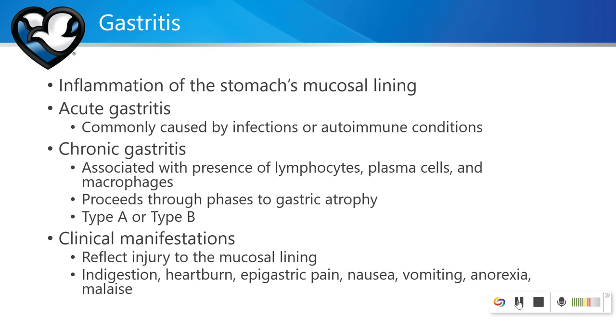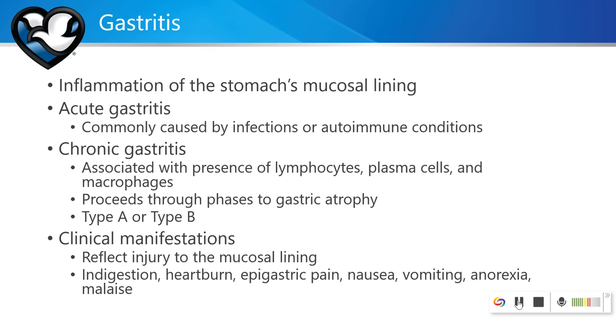Chronic gastritis is associated with the presence of lymphocytes, plasma cells, and macrophages as opposed to acute gastritis. Chronic gastritis generally proceeds through phases. Initially, gastritis is superficial, then inflammation extends deeper in the mucosa and the gastric glands are affected. The final phase is gastric atrophy, during which glandular structures are lost. Chronic gastritis can also be classified as type A or type B based on the location of the injury.